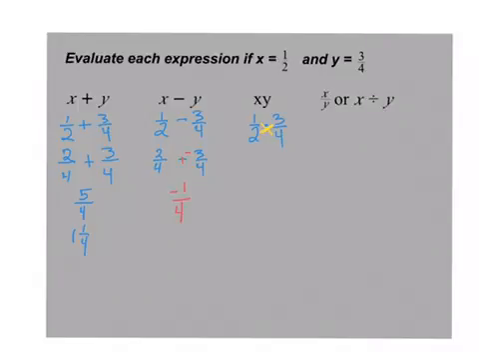So I'm just going to multiply across. 1 times 3 gives me a value of 3. 2 times 4 gives me a value of 8. So my answer is 3/8.